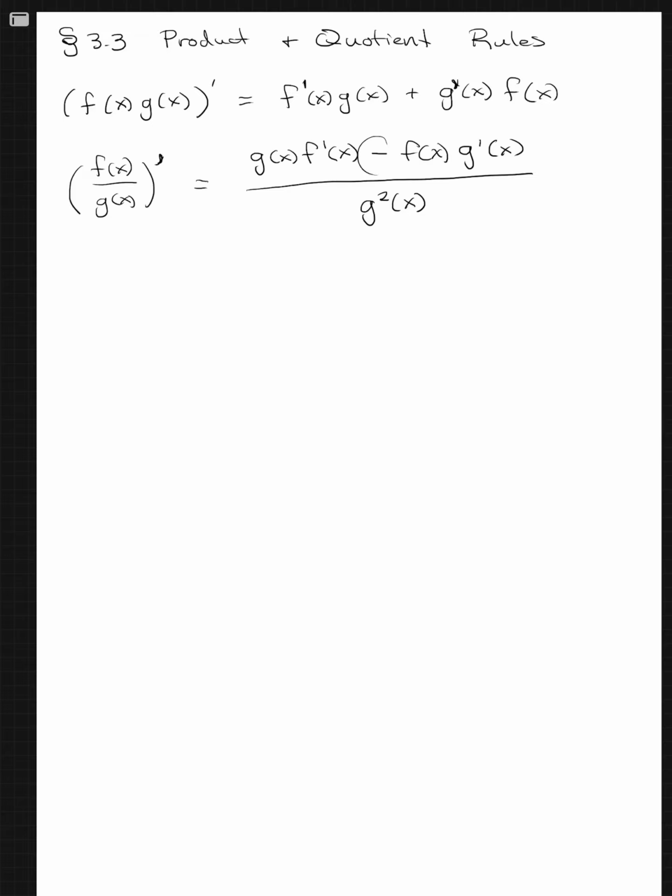With the quotient rule, it's very important because we have a negative here, and it matters which one comes first. So it's always going to be low d high minus high d low over the square of low we go. So the one on the bottom times the derivative of the one on the top minus the one on the top times the derivative of the one on the bottom over the square of the one on the bottom. All right? So we're going to get some practice in.